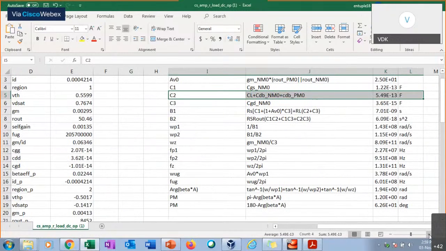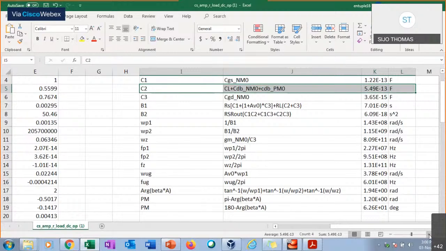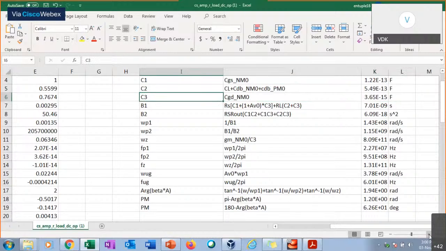CL value is given as 500 femtofarads. CDB of NMOS is available from the corresponding device parameter output list. Similarly for the PMOS also we have the value available there. So all that is added. C3 is the gate to drain capacitance of the NMOS, which is the active device for the first circuit.